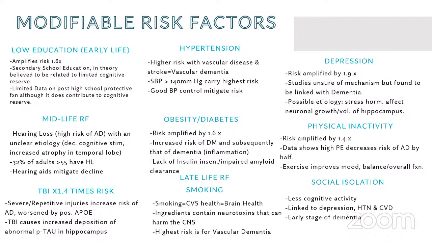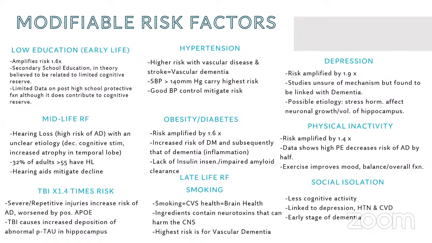Traumatic brain injury increases the risk by 1.4, and it's found that severe repetitive injury increases the risk and worsens Alzheimer's disease by the deposition of apolipoprotein E. It also causes the deposition of abnormal phosphorylated tau protein in the hippocampus, which leads to formation of the neurofibrillary tangles that are related to Alzheimer's disease pathophysiology.